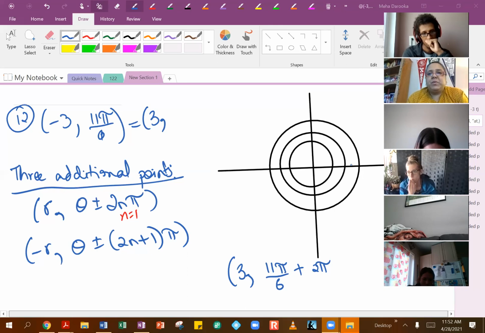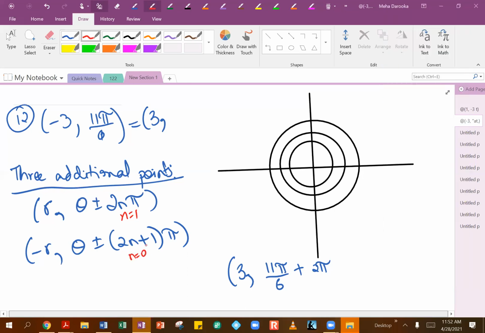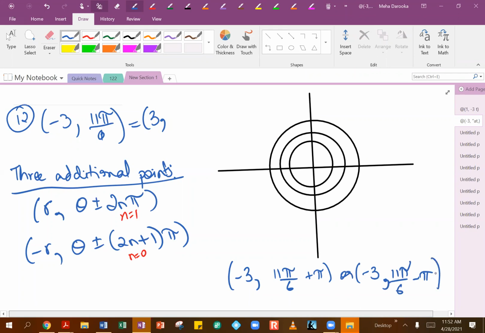So for which one are you using n equals 0? Abdulaziz, the second one with the negative r or the first one? For the second one, okay. So what happens if you try n equals 0 over here? So this guy will give us, let's try that. So if we left this at -3, we've got theta as 11 pi over 6. If you're using n equals 0, then the 2n becomes 0, and you're just left with plus 1. So that becomes plus pi, or you can do -3, 11 pi over 6 minus pi. Any of those will work.